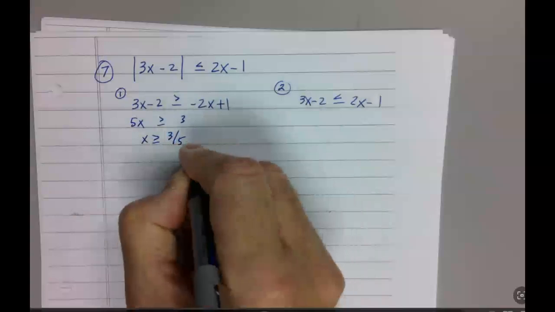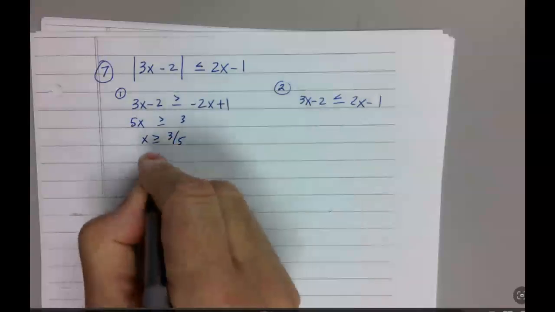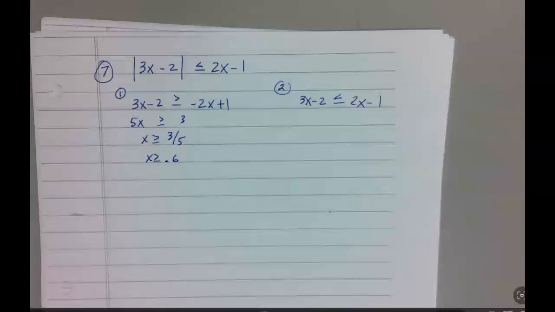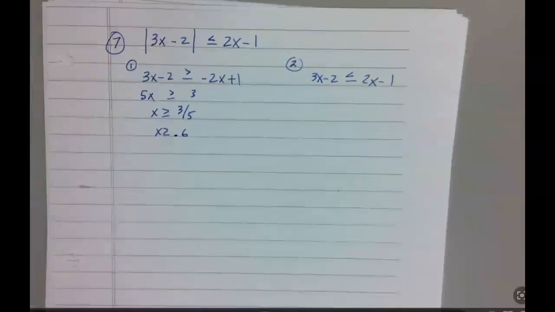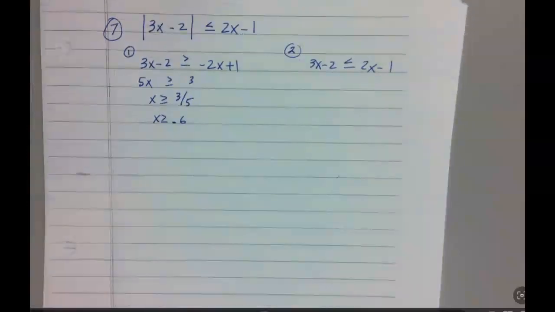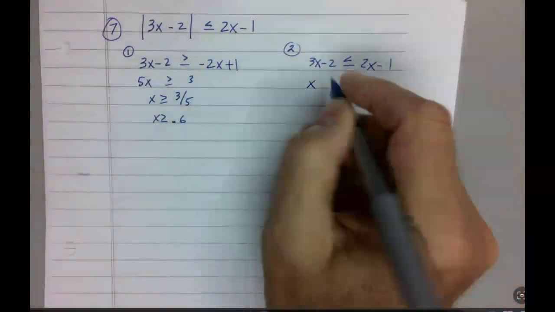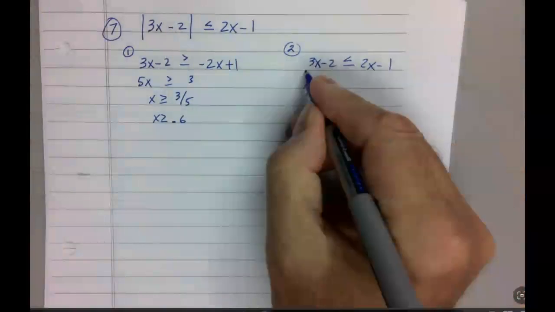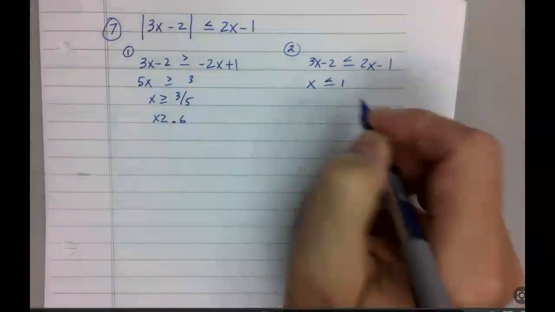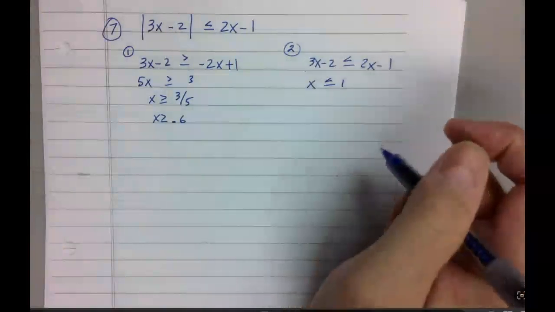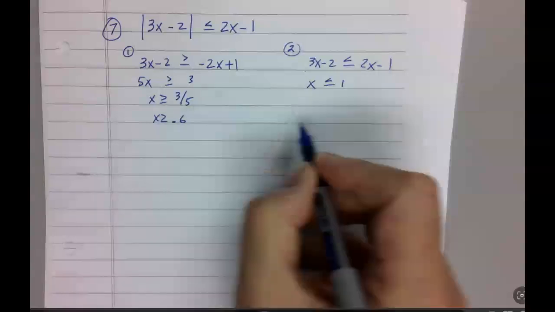You could also use 0.6, correct? If you wanted to. Does everybody know how to change 3/5 to a decimal? 3 divided by 5, correct? All right. And this one here, subtract 2x, add 2. Is that right? Is that correct? All right, so remember, this is an and problem.